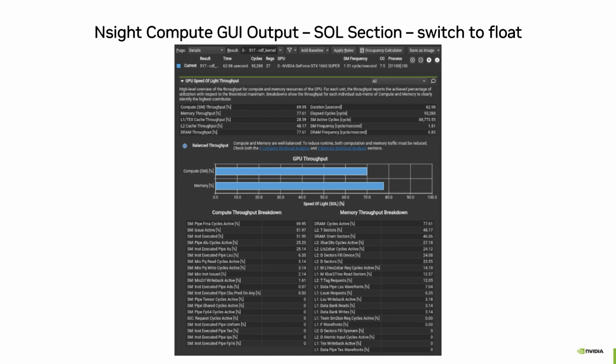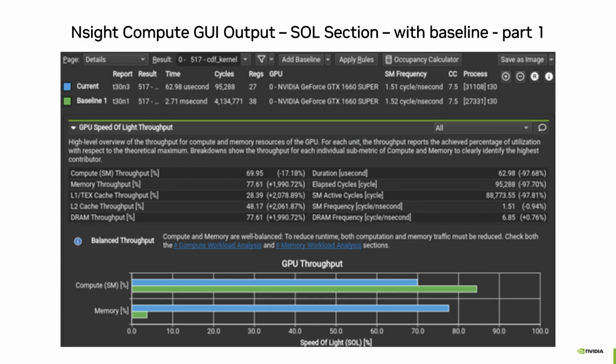Here we see that I have a report tab for the previous report we were looking at and a report tab for the new version of the code that uses float instead of double. If we go to the previous report tab, click the Add Baseline button at the top, and then switch back to this report tab, we see output that looks like this. Now we effectively have our old and new data presented in comparative fashion in a single report view. This makes it easy to see where the biggest changes were from the profiler's perspective.